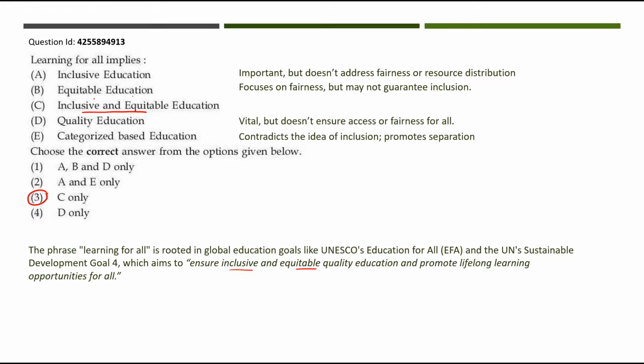What about categorized based education? This actually contradicts the idea of inclusion and promotes separation. When you categorize people, automatically you are against inclusive education. So definitely this is contradicting the idea of inclusion here, and this is actually promoting separation. You are insisting on some kind of division or some kind of categorization there. So E is also wrong.